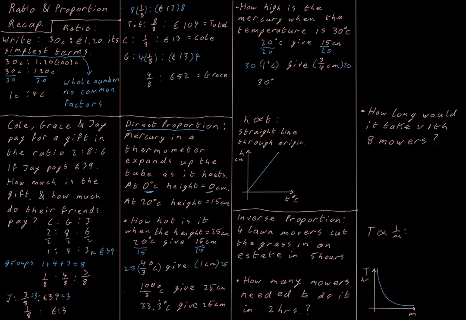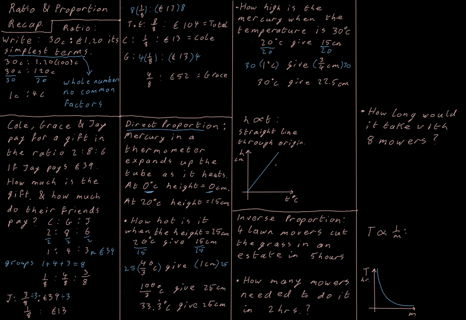So 30 degrees Celsius gives 22.5 centimeters of mercury. Now, we've been doing this as a proportion type question, but it's important to understand that direct proportion is actually a straight line relationship. As one thing goes up, something else goes up by the same amount. And that is the description of a linear relationship, of a straight line if we were to graph it.